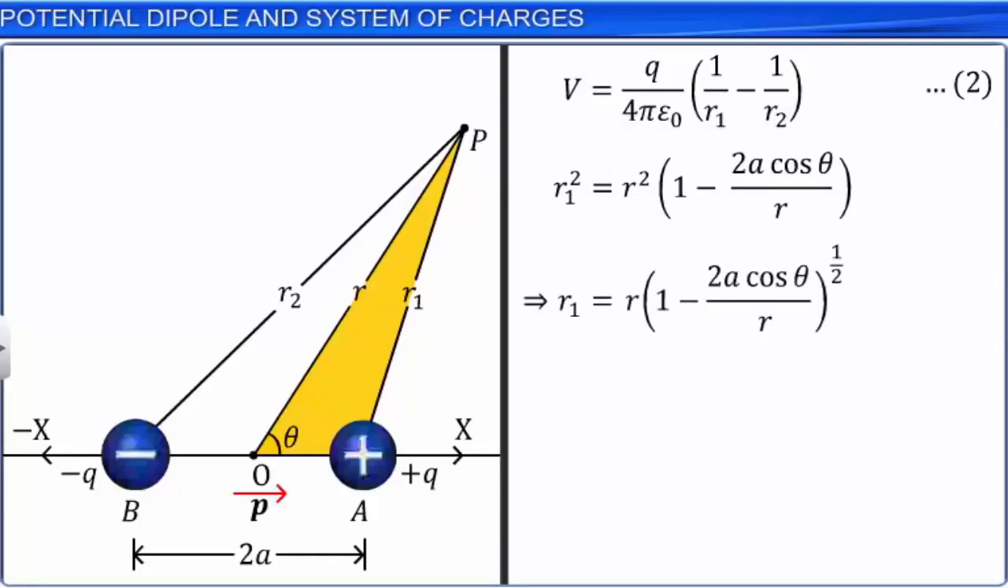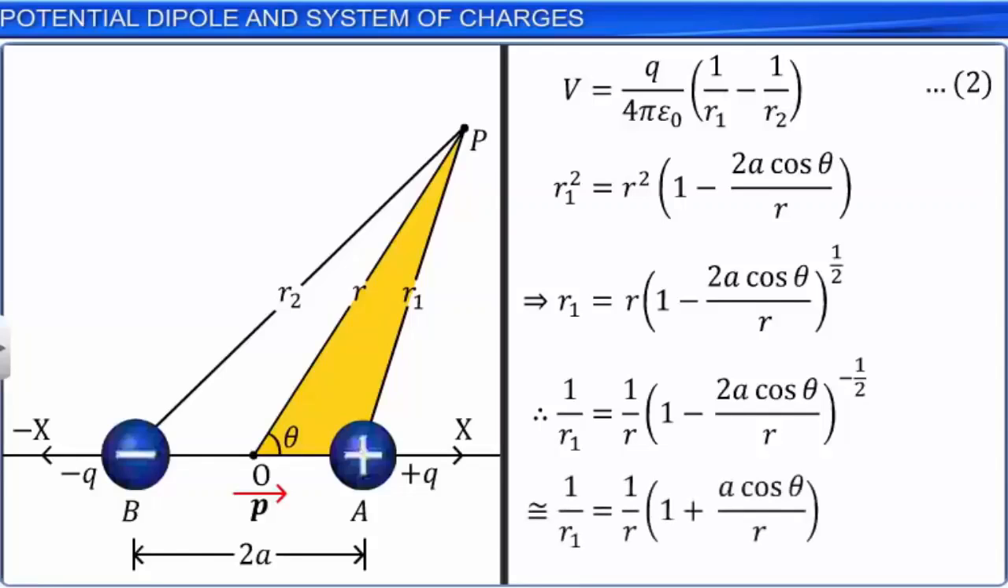Therefore, 1 by r1 is equal to 1 by r into 1 minus 2a cos theta by r, power minus half. Using binomial expansion of the terms in parentheses, we get 1 by r1 is equal to 1 by r into 1 plus a cos theta by r. Let this be equation 4.